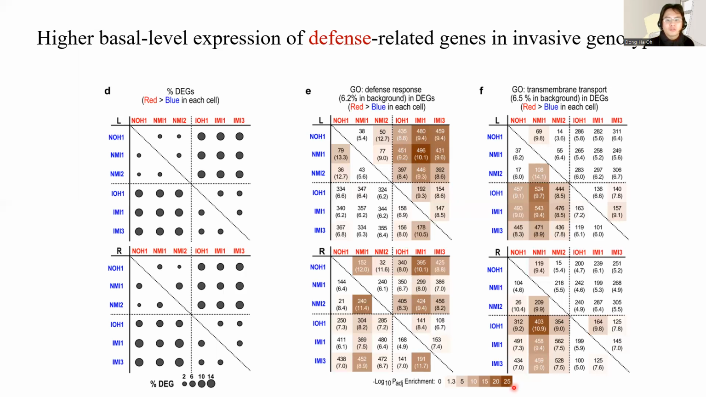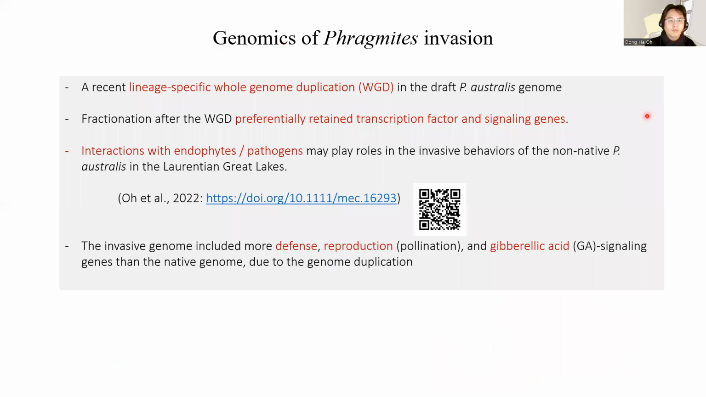And this, and also the transcriptomic responses to endophyte treatment, which I'm not going to show today, suggest that perhaps the interaction with endophytes or pathogens may play a role in the invasive behavior of this subspecies. So in conclusion, we found the whole genome duplication specific to this genome. And perhaps the endophyte and pathogen interaction might have some roles in the invasive behavior of this Phragmites australis in the Great Lake region. And please check our paper for more details.